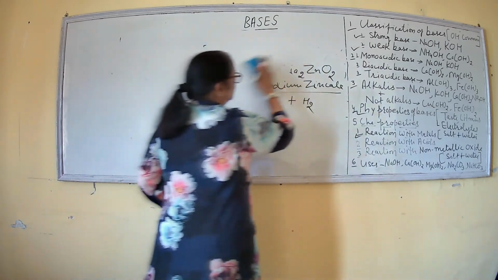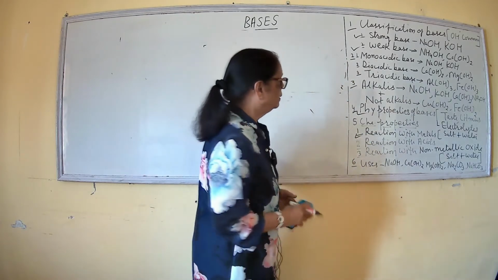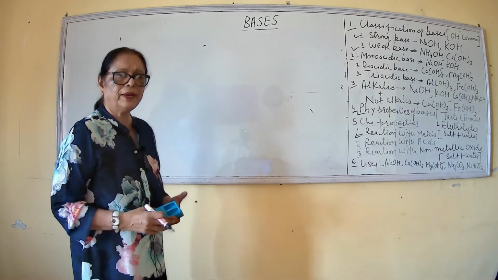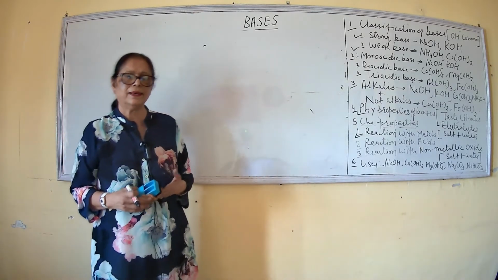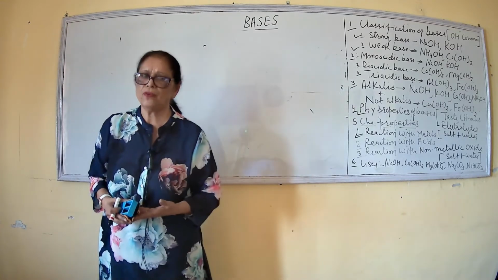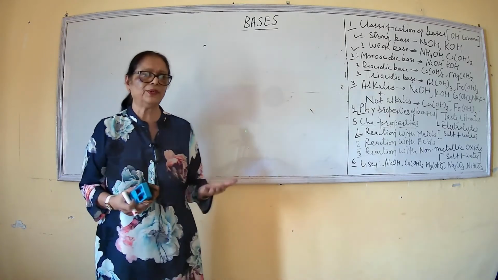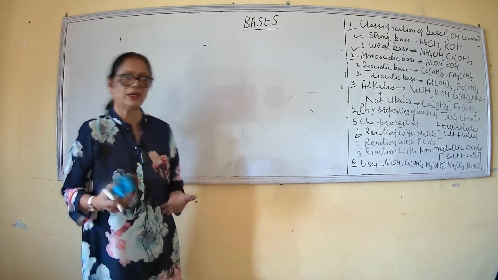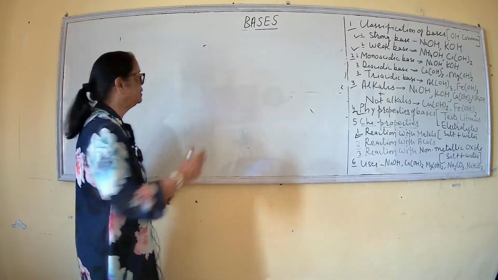Next, the reaction of bases with acids. This is also very important, and we did this in acids as well: whenever acids react with bases, two neutral compounds are formed. One is salt and another is water. Both the compounds are neutral, neither acidic nor basic. As we know, salts are neither acidic nor basic, neutral compounds, and water is also neutral. So this whole process is known as neutralization.